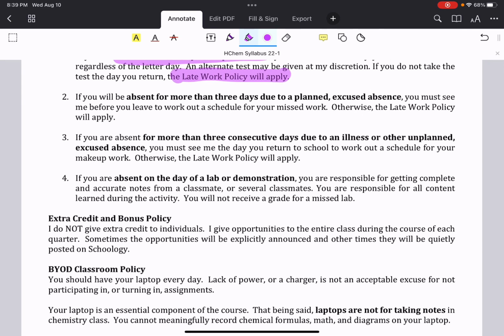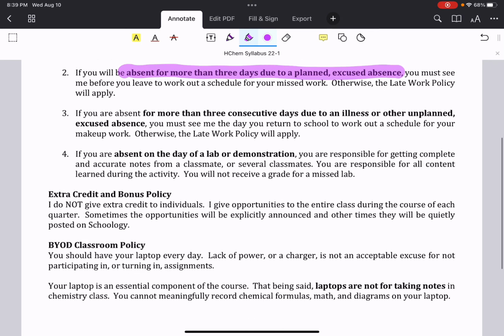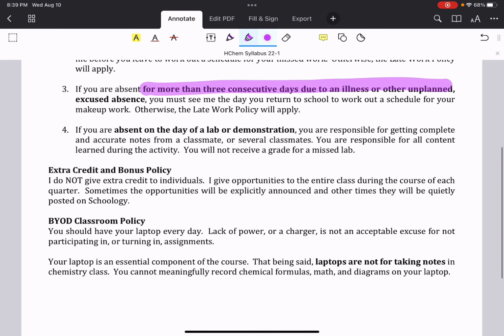Number two, if you're going to be absent for more than 3 days due to something that's planned and excused, see me before you go so we can talk out your schedule, right? If something unexpected happens, see me the day you return and we'll work out a schedule, okay? And if you miss a lab or a demonstration, there's not really much we can do in terms of helping you get that experience, right? You're still responsible for all the information. You're still responsible if that shows up on the quiz or the test, right? So it's just on you to make sure you get that information.